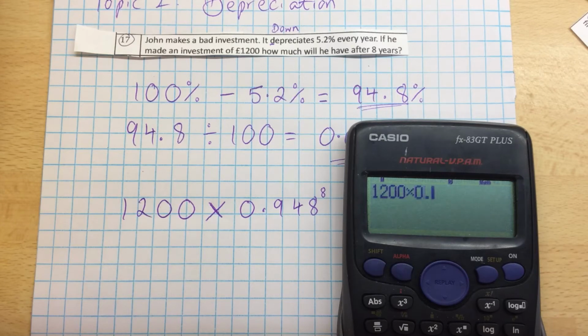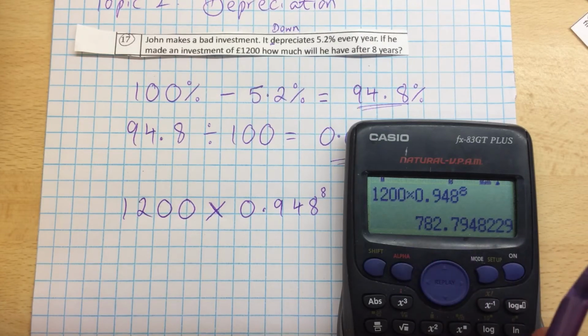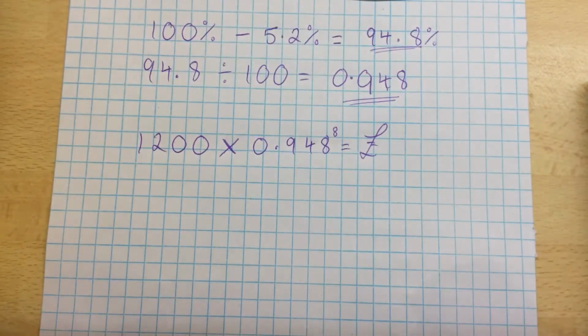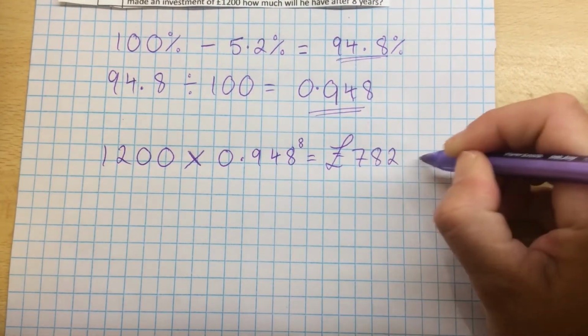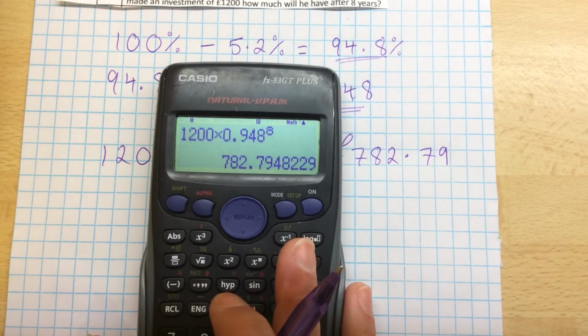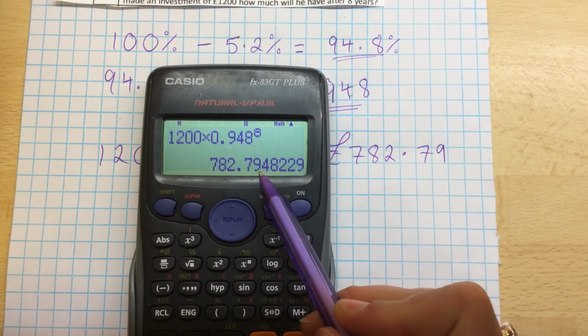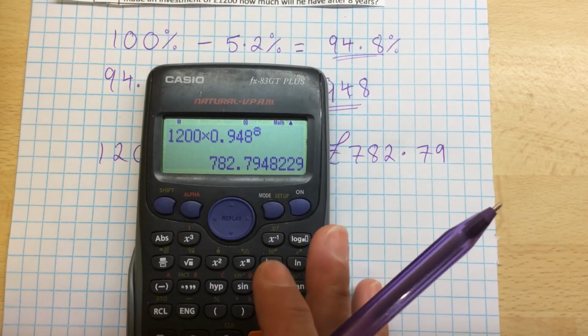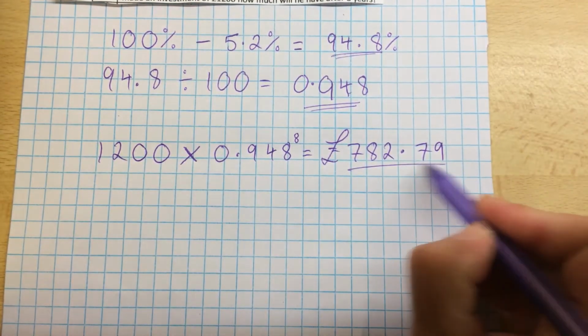1,200 times 0.948 to the power 8. Now power buttons are different on different calculators, but hopefully you can find yours. And my answer is this long number here. So pound sign 782.79. Make sure you're rounding correctly because it's an easy mark to lose. So the decider is a 4, so it's not going to affect that 9. Okay, so it would be 0.79. And that's the final answer for that question there.